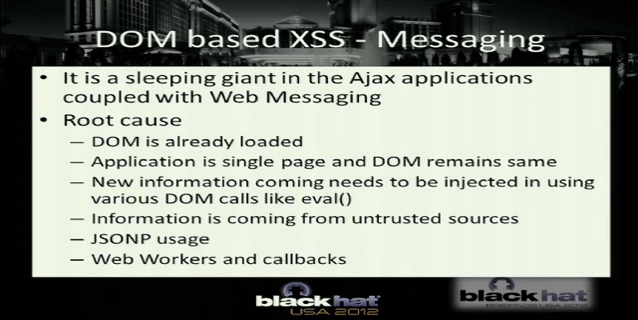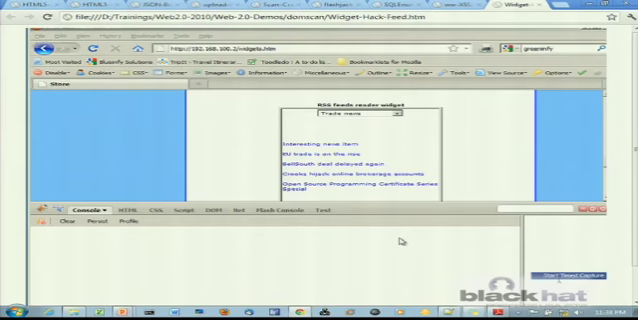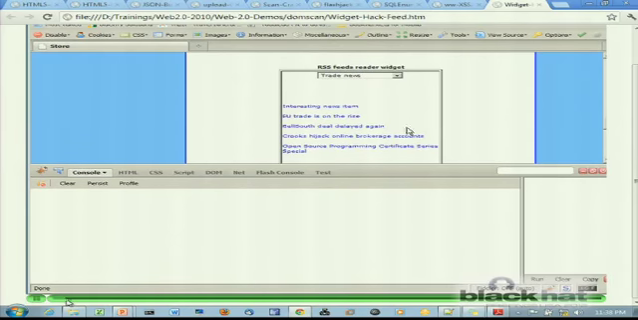So essentially what is going to happen is when you have a DOM-based XSS, then that DOM-based XSS will remain throughout the application lifecycle. So information is coming from untrusted sources. You have JSON padding usage, web workers, and callbacks. So AJAX with HTML5 DOM, an AJAX function would be making a backend call. Backend would be returning JSON, and then in some libraries, the content type would not be validated, and then it will actually go ahead and process these particular calls. So this is a very simple DOM-based XSS, as you can see.